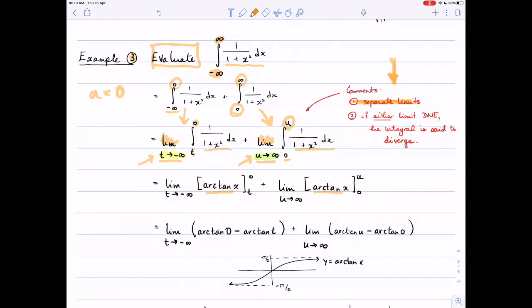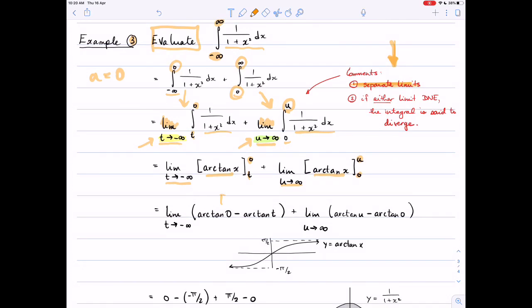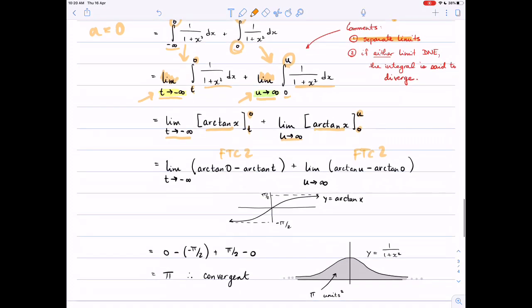Antidifferentiate. It's the same antiderivative. The arctan is the antiderivative that you want from 1 over 1 plus x squared. The first is the limit as t goes to minus infinity from t to 0. The second is the limit as u goes to infinity from 0 to u. We do FTC2 on both of those, keeping the correct top and bottom bounds. So this gives us the limit as t goes to minus infinity of the arctan of 0 minus the arctan of t, plus the limit as u goes to infinity of the arctan of u minus the arctan of 0.